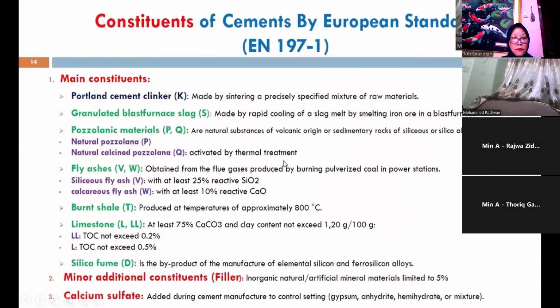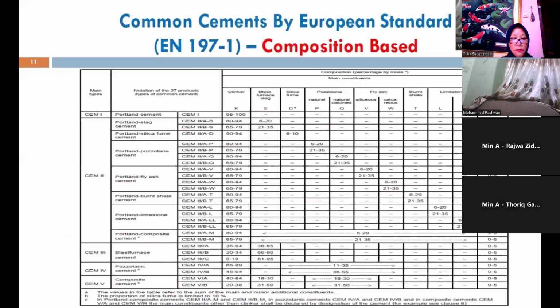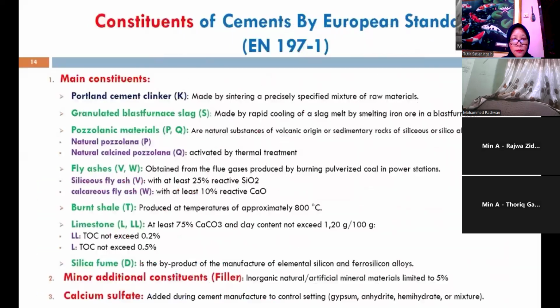Now we will speak about the main constituents of cement, as shown in the table before. This table shows that the main constituents of the cement standard are as follows. Portland cement clinker, explained by the letter K, is a precise mixture of the materials as mentioned before.